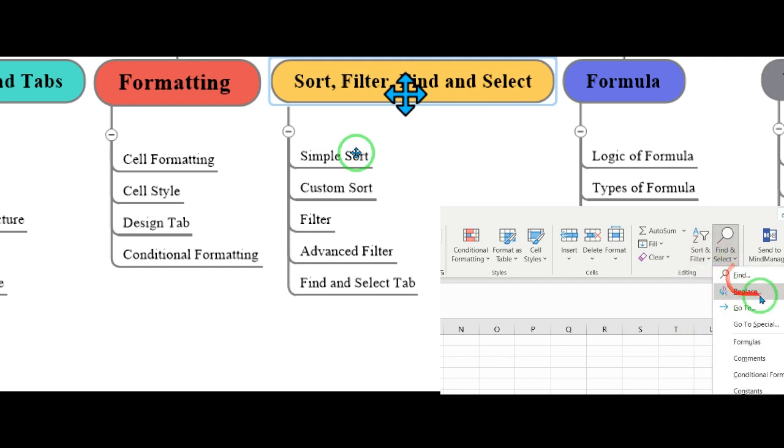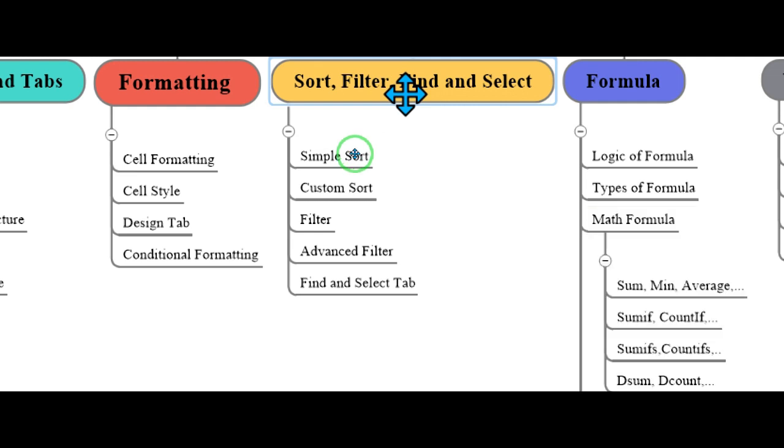specifically, for example numerically or alphabetically, and how to filter data to view only the information you need. So you should learn different kinds of sort, from simple, custom, and of course filter and advanced filter. And then you should learn how you can find and select a specific thing from your data. All these topics are really easy and can be learned within an hour.